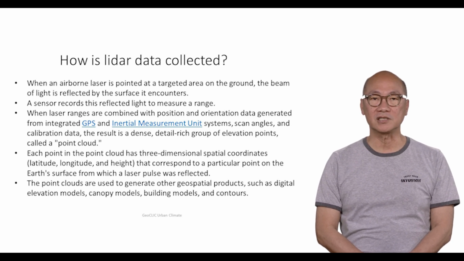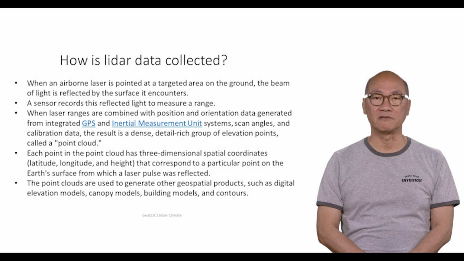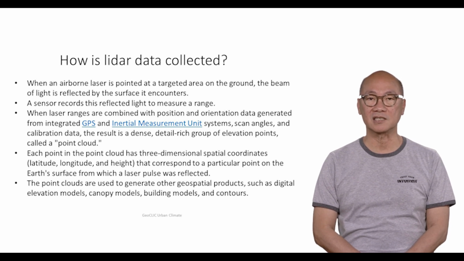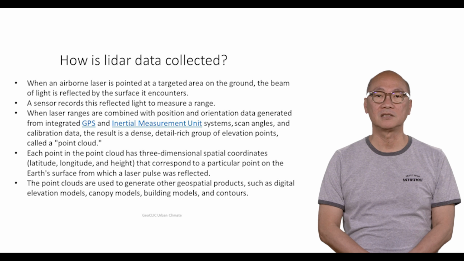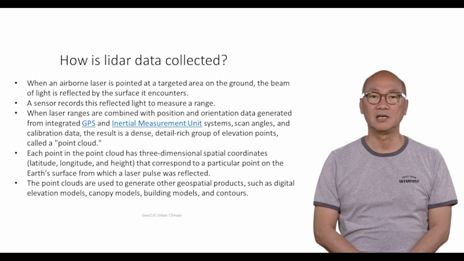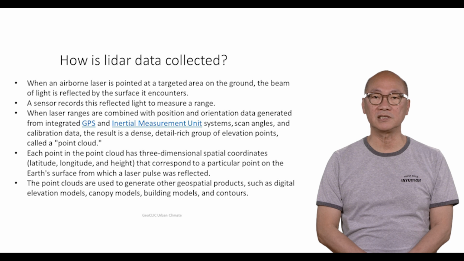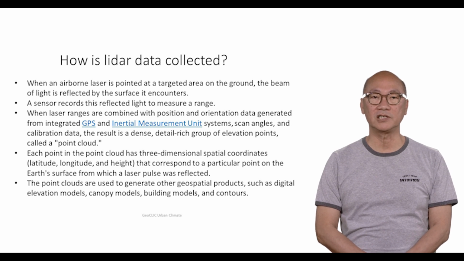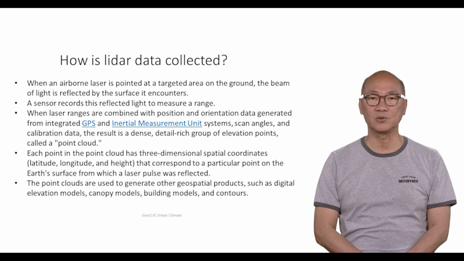This laser range is then combined with position and orientation data from GPS, IMU systems, and scanned angles. The result is a dense, detail-rich point cloud. Each point in the point clouds carries 3D spatial coordinates, latitude, longitude, and height. The point clouds are used to create digital elevation models, canopy models, building models, and contours.